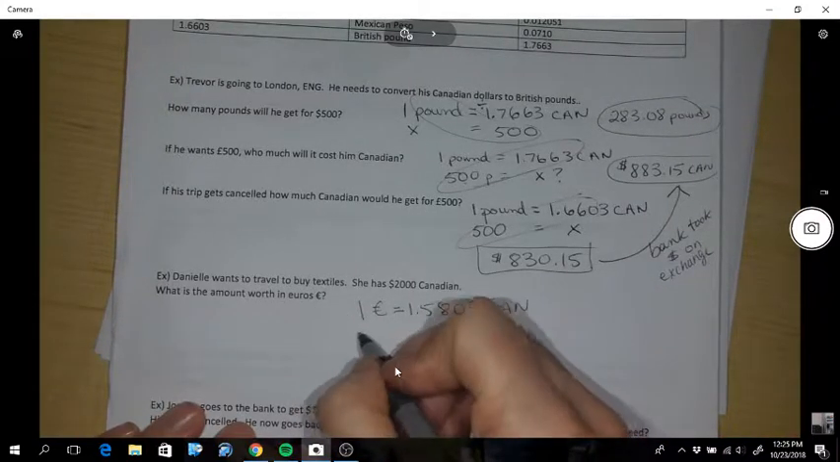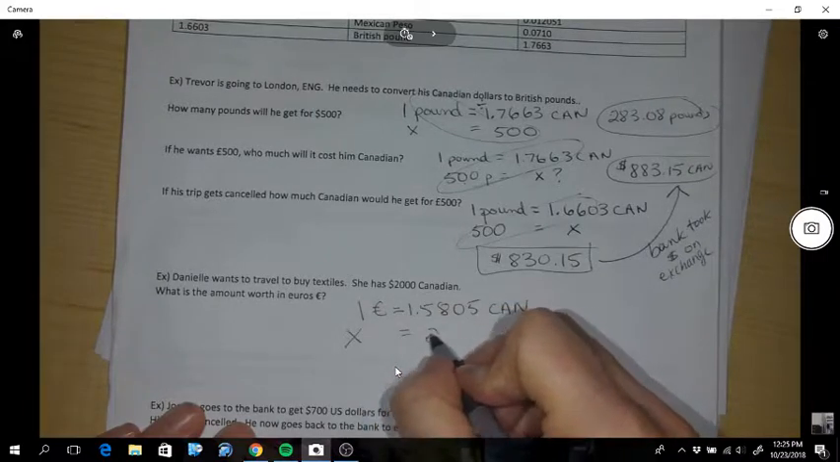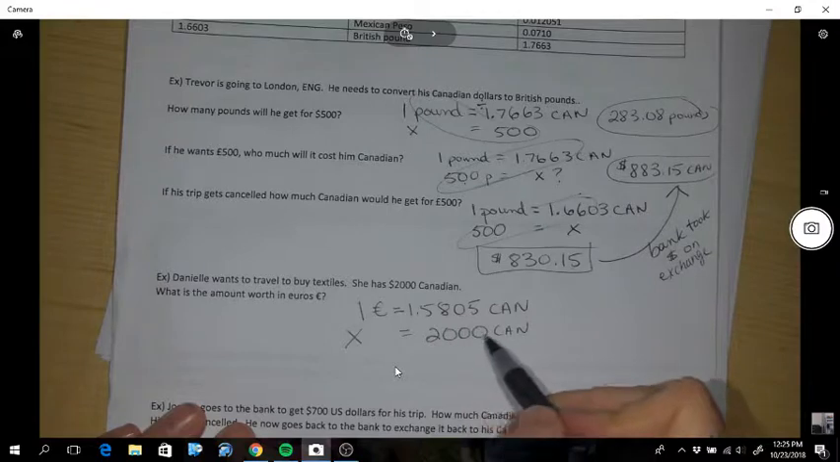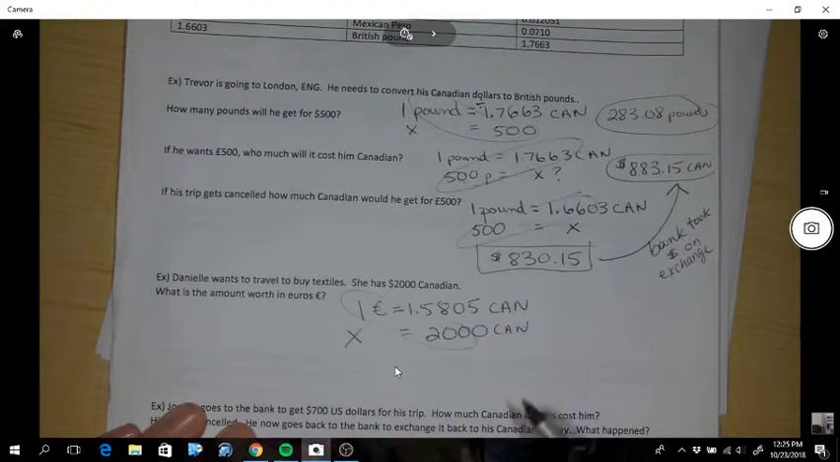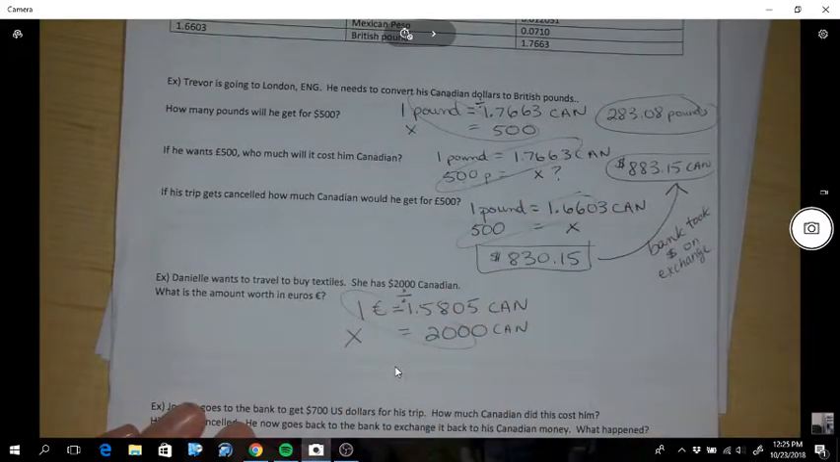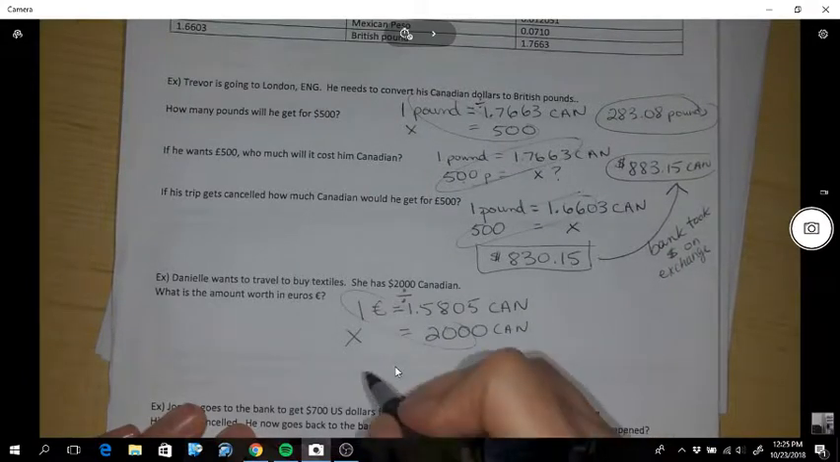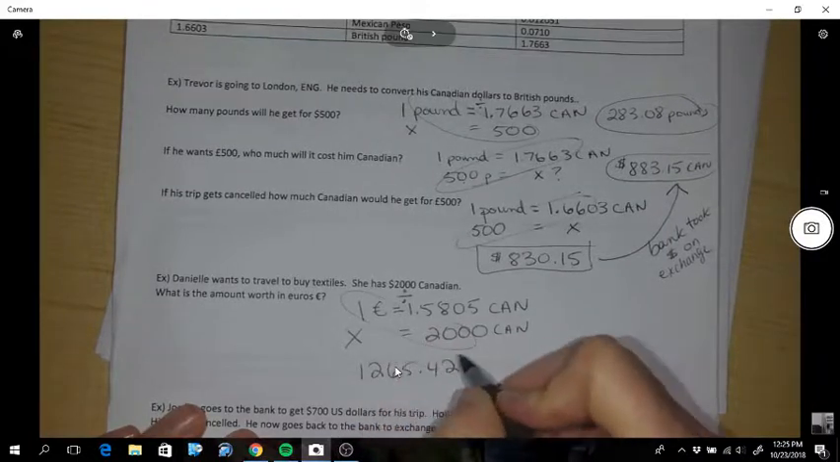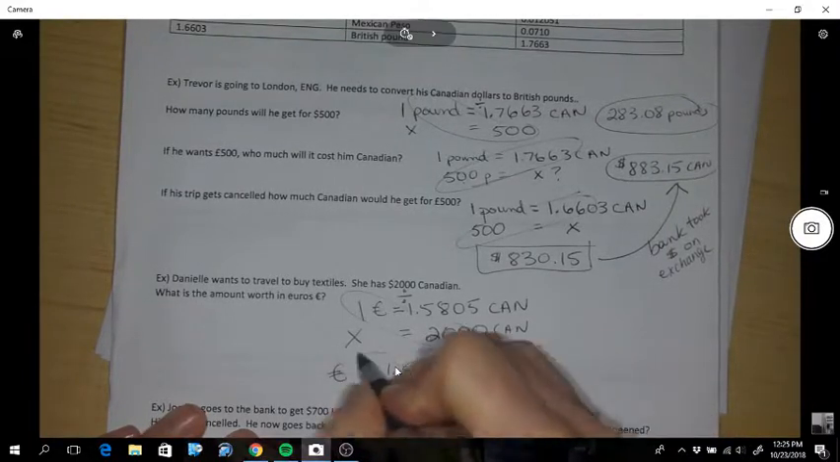So how many euros could she get for her 2,000 Canadian? So now you can see that I'm going to have 2,000 and I'm going to divide it by 1.5805. So that comes to 1265.42 euros.